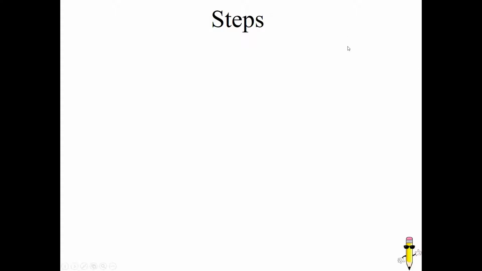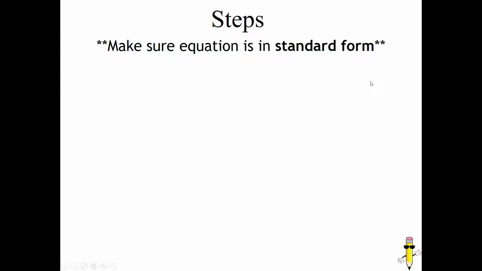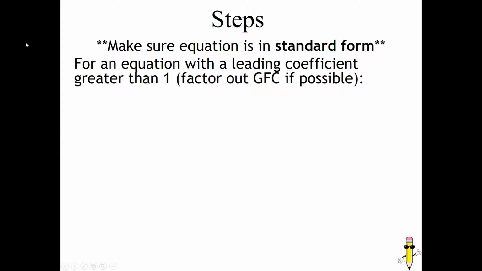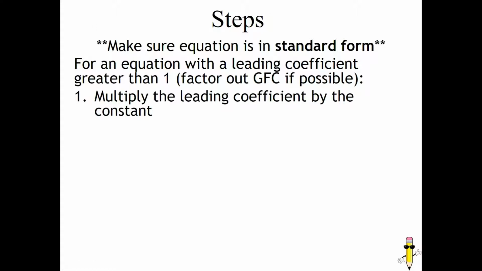So let's go ahead and cover the steps when working with trinomials that don't start with 1. The first thing I need you to make sure that you do is that everything is in standard form. Again, you are making sure that everything is going from greater to smaller. Once you have that in standard form, the next step is that if we have a leading coefficient that's greater than 1, we have to factor out the greatest common factor possible. After that, we are going to multiply the leading coefficient by the constant. So we're multiplying the far left number with the far right number.